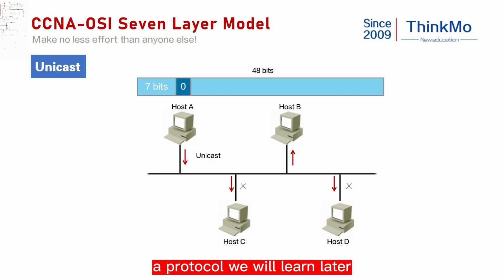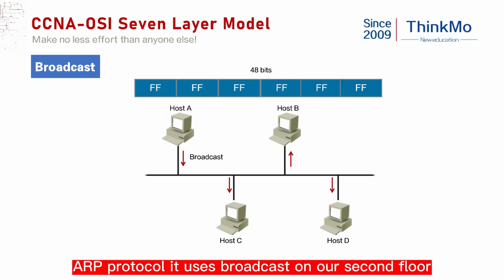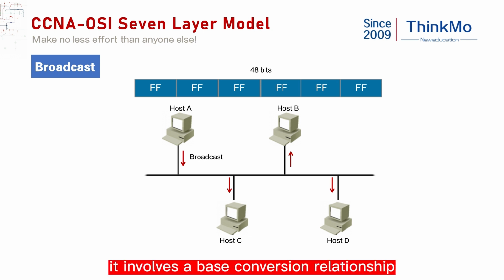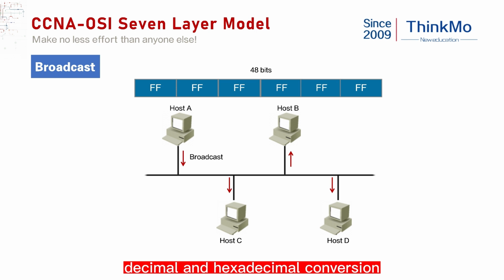A protocol we will learn later, the ARP protocol, uses broadcast on our second layer. If the destination MAC has all 48 binary bits as 1, we call it broadcasting. Here it is written as FFFF.FFFF.FFFF. We say 48 ones are 12 hexadecimal Fs, so you sometimes see all Fs. In fact, it represents 48 ones. It involves a base conversion relationship. I leave you a homework: go back and have a look at binary, decimal and hexadecimal conversion.